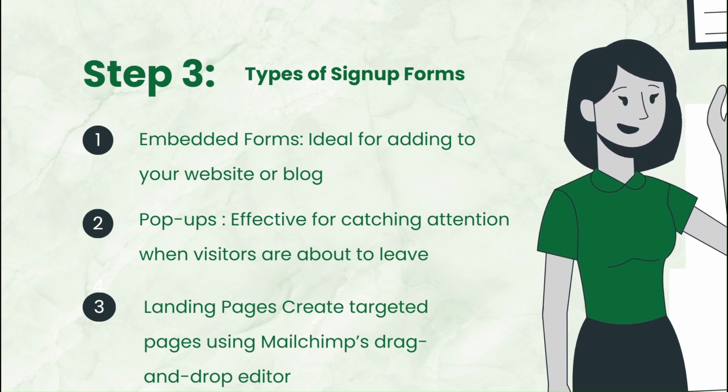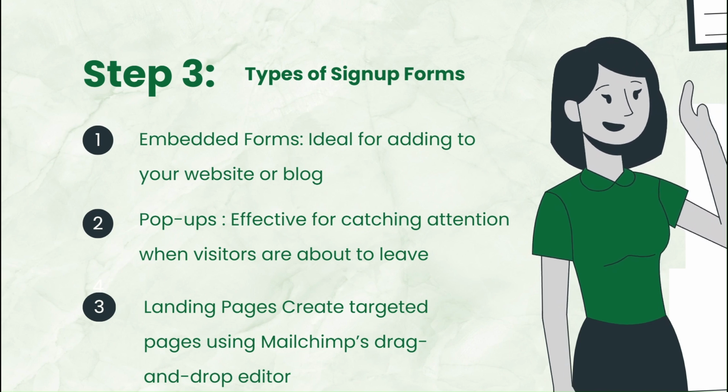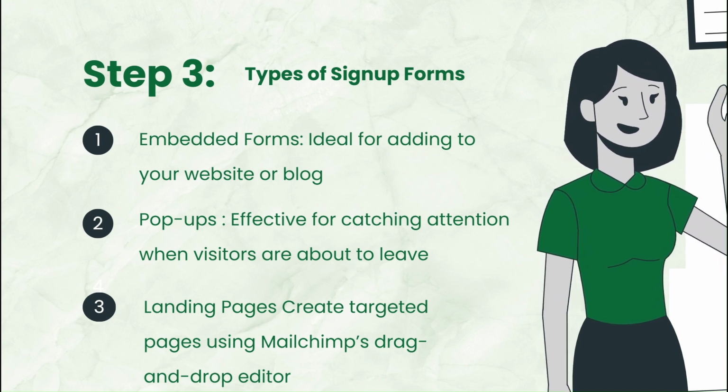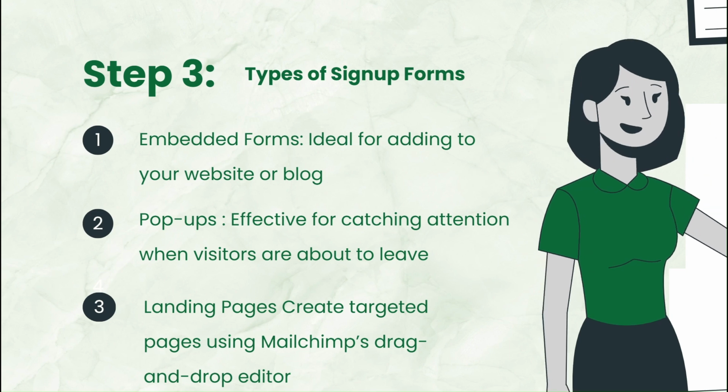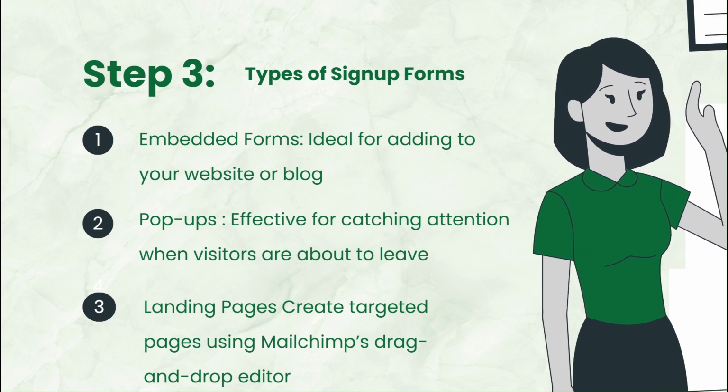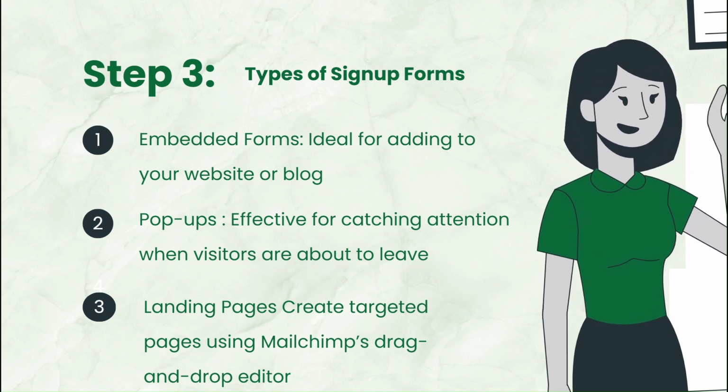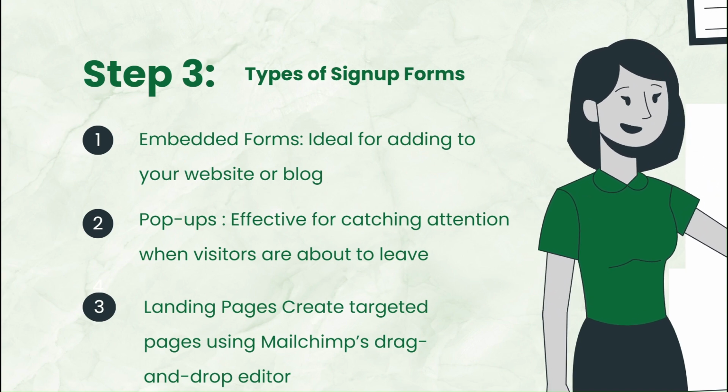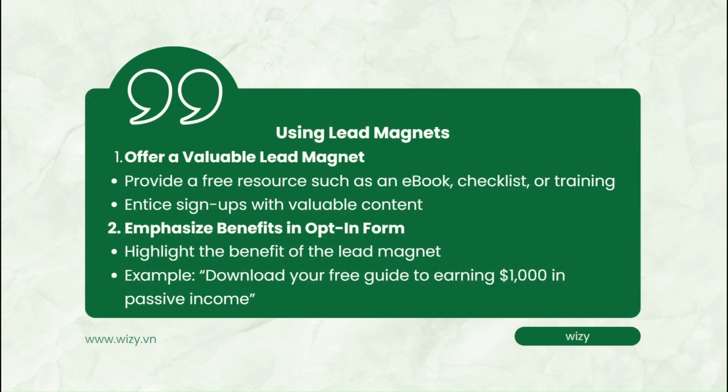Step 3. Build your sign-up forms. Next, create opt-in forms to start collecting email addresses. Mailchimp offers several options. Embedded forms, perfect for adding to your website or blog. Pop-ups, great for catching attention, especially when visitors are about to leave your site. Landing pages, use Mailchimp's drag-and-drop editor to create beautiful, targeted pages for your offers.